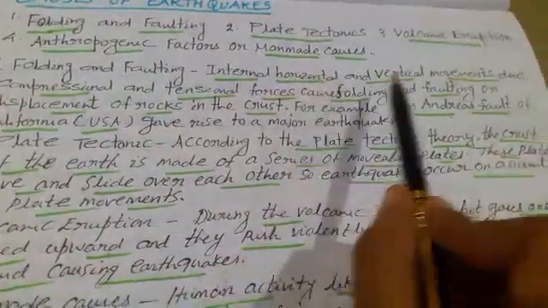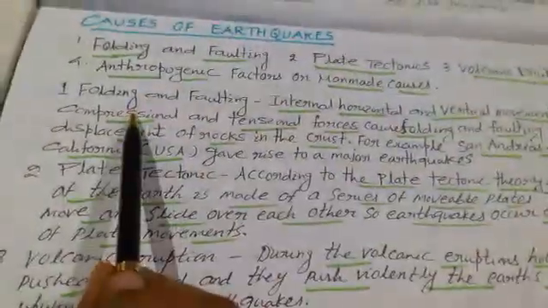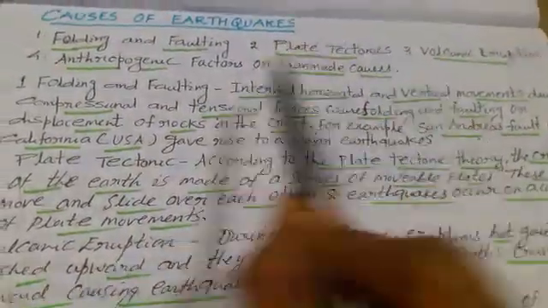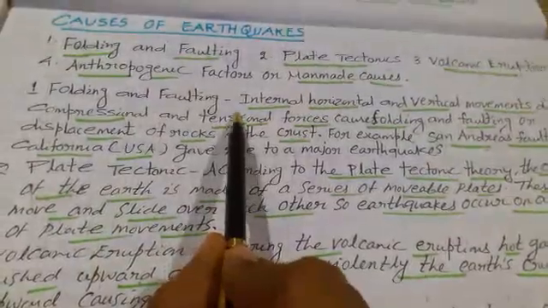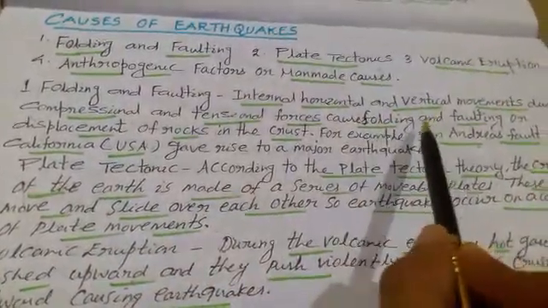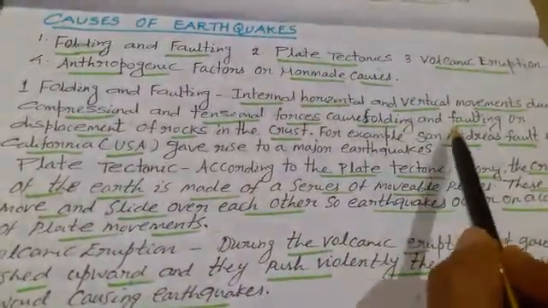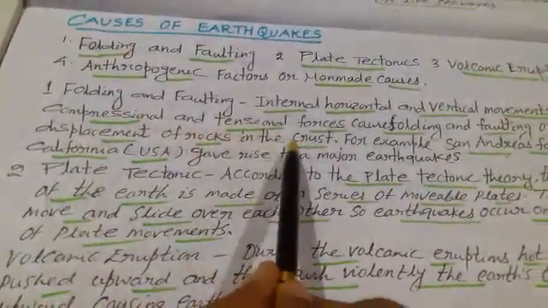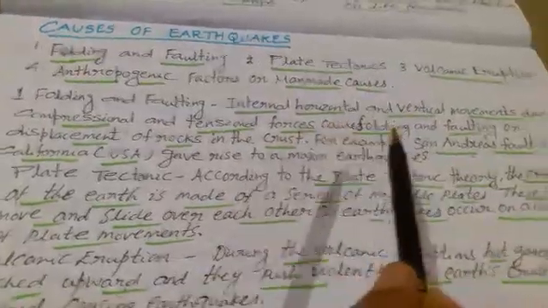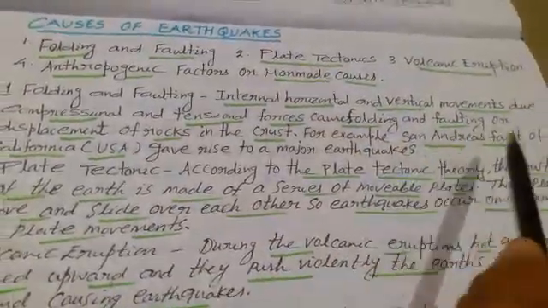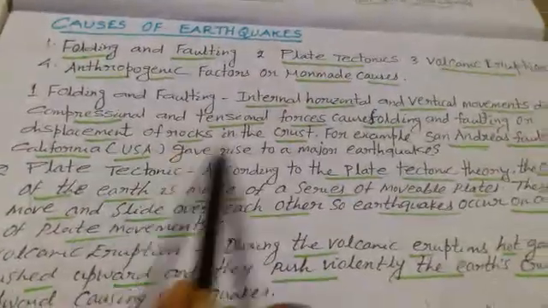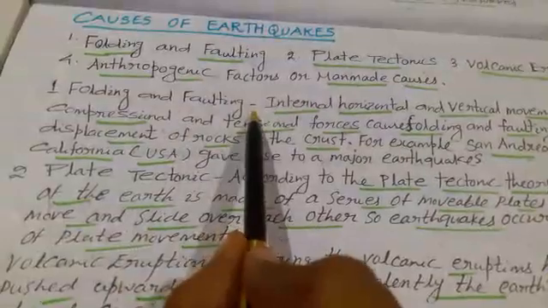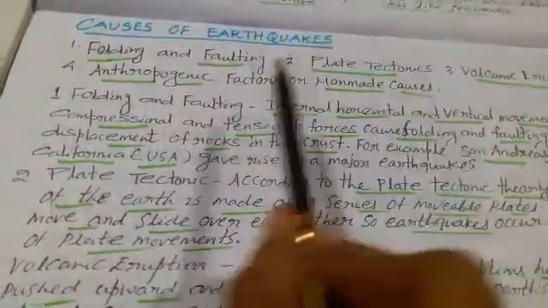Internal horizontal and vertical movements due to compressional and tensional forces cause folding and faulting. Compressional and tensional forces on the earth's surface cause folding and faulting. Due to the folding and faulting, displacement of the earth's crust takes place, which causes earthquakes. For example, the San Andreas Fault of California, USA gave rise to major earthquakes. So folding and faulting is the first cause of earthquake.